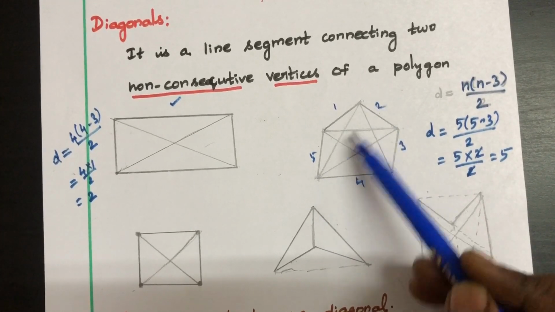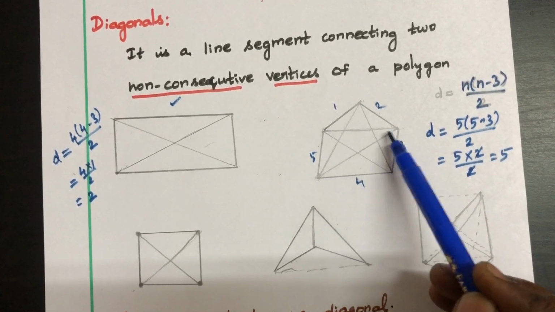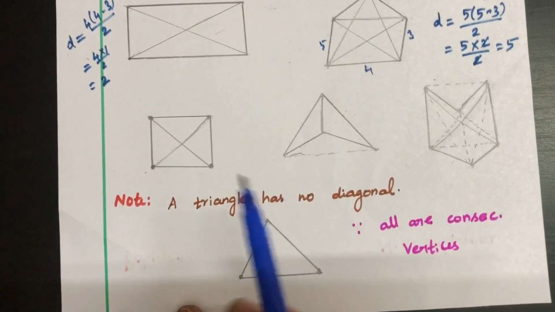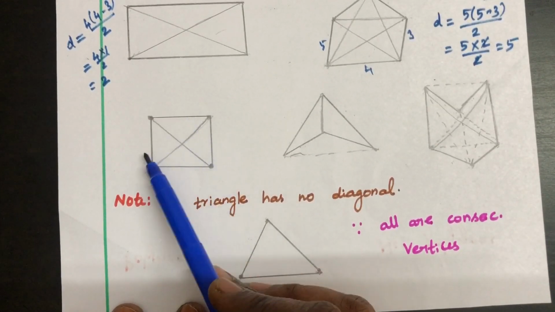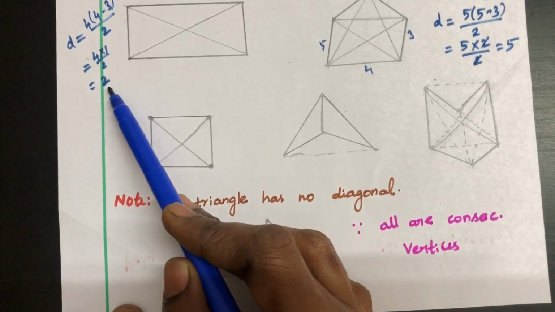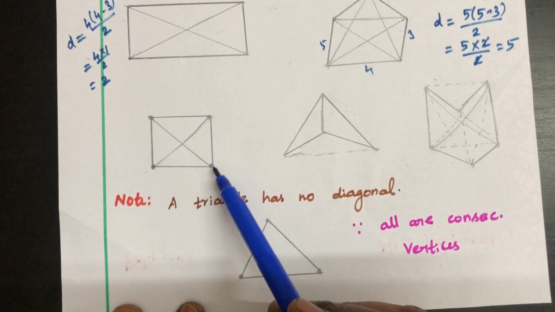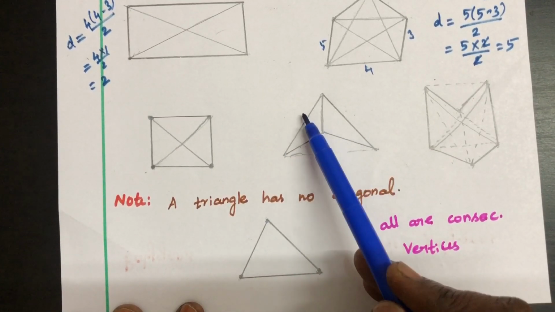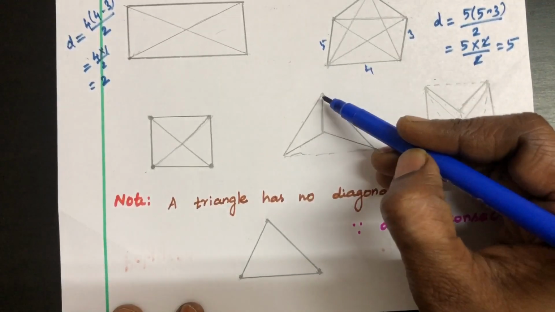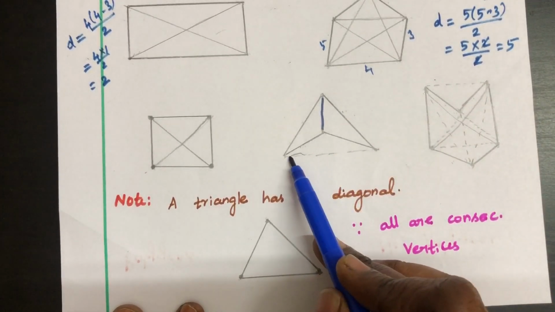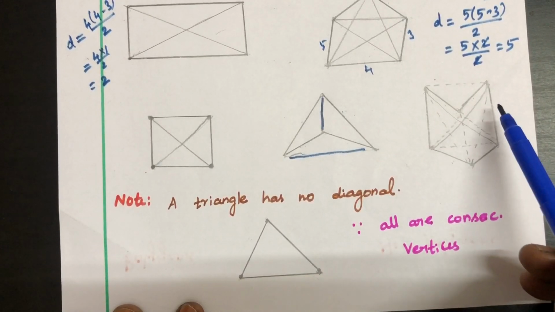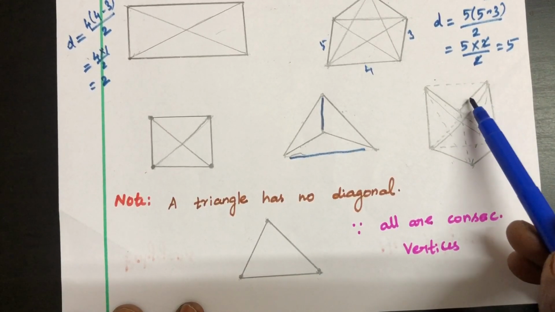Let us check how many diagonals came here. 1, right? 1, 2, 3, 4, 5. 5 diagonals came here. This is also a square having 4 sides. Having 4 sides means how many diagonals possible? 4 sides means only 2 diagonals possible. Here one and here one. This is also 4 sides, 4-sided figure. 1, 2, 3, 4. This is one diagonal and this is another diagonal. So 2 diagonals possible.